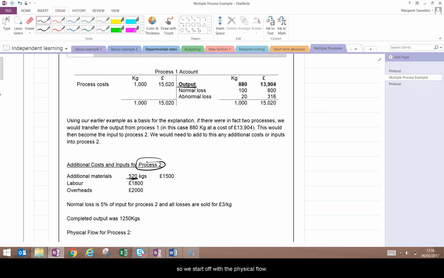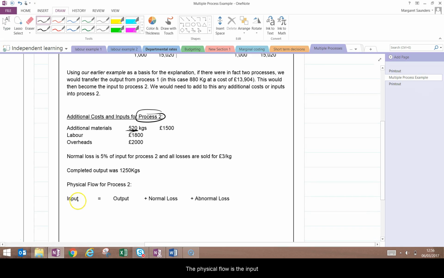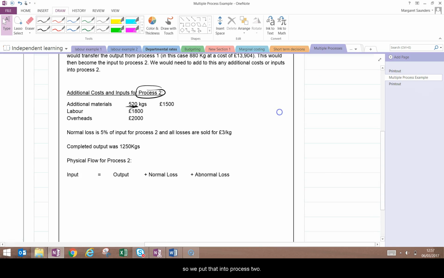So we start off with the physical flow. The physical flow is the input equal to output plus normal loss plus an abnormal loss, or if there was a gain, minus an abnormal gain. Now the input for process 2 is the output from process 1. Remember, the physical flow, we're just looking at the quantities. So what did we get from process 1? 880 kilos. So we put that into process 2.